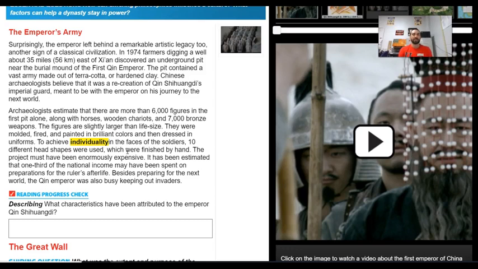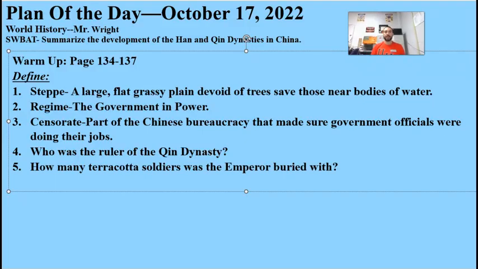The project must have been enormously expensive. It has been estimated that 1/3 of the national income may have been spent on preparations for the ruler's afterlife. Besides preparing for the next world, the Qin emperor was also busy keeping out invaders. We'll now head back to our warm-up.